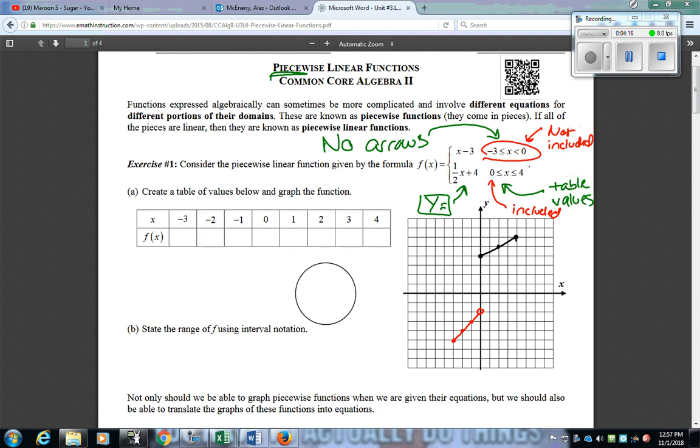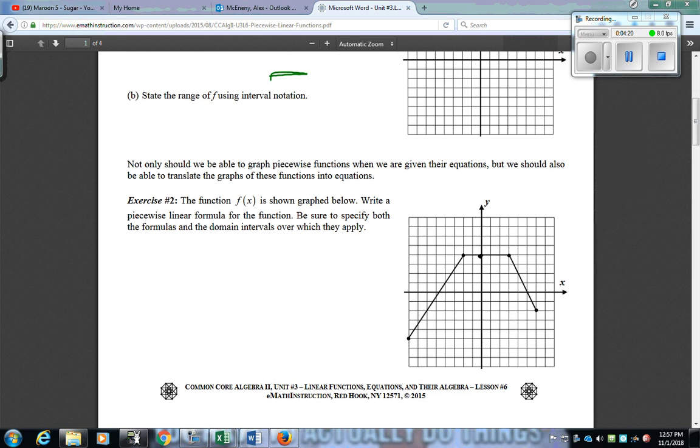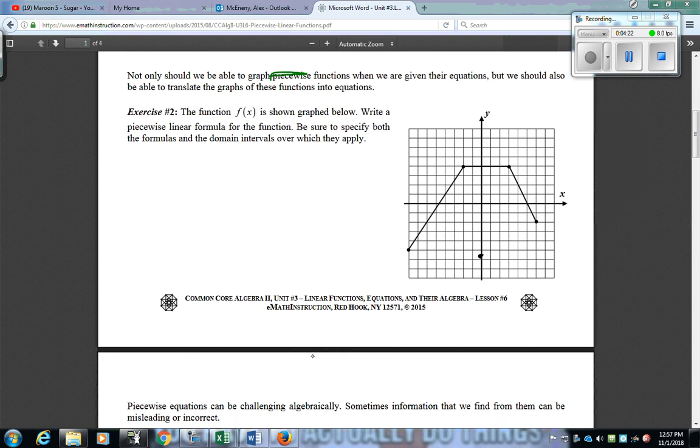Now I'm going to go ahead and erase this. We're going to go on to the second one. And what they want us to do with 2, it says that we should not only be able to graph it, but we should be able to write their equation. So I have 3 parts to this. Now they want me to call the function f of x. So I'm going to start first with my domain values.